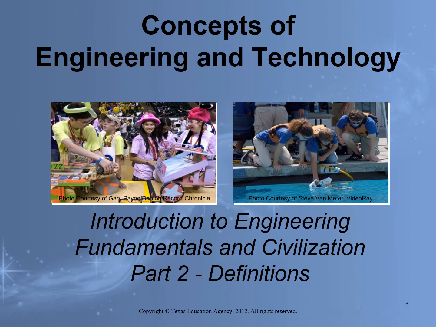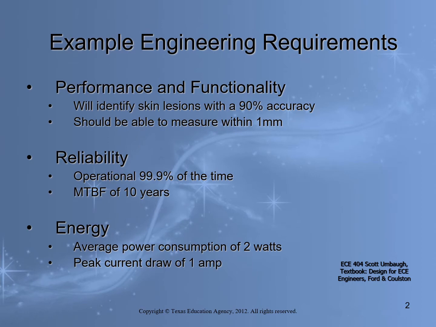Okay, so for today, we're going to do part two of some definitions for you. All right, the first definition we're talking about is requirements. So a requirement is something that your task, your technology, or whatever has to do, right? Has to do. Now, there's some different types of requirements.